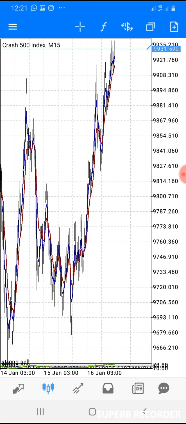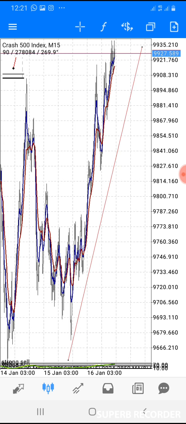Okay, someone might ask, why do you want to be in an uptrend? The reason is, if the strategy fails, you can wait for the retracement to happen. So that's why you have to make sure that you are in an uptrend for crash and you are in a downtrend for boom.